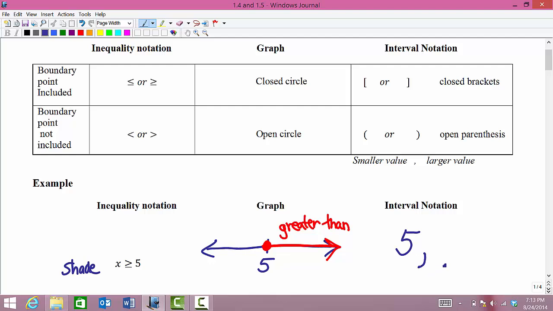Put a comma. And what would be the largest value represented on that graph? Well, we notice that it's pointing toward positive infinity. It never stops. So the largest value represented would be positive infinity.